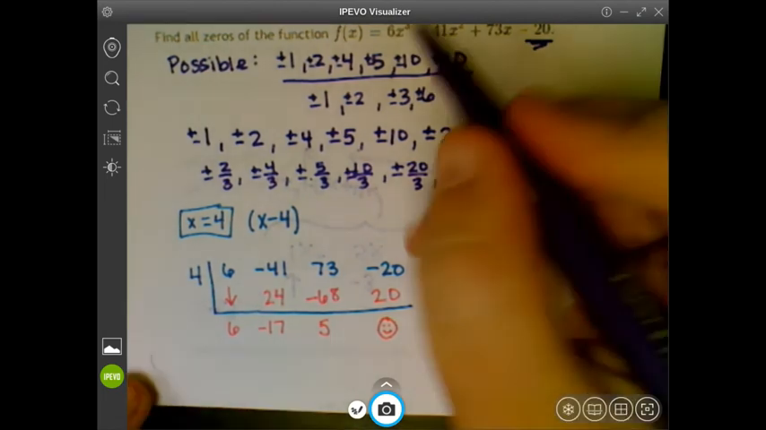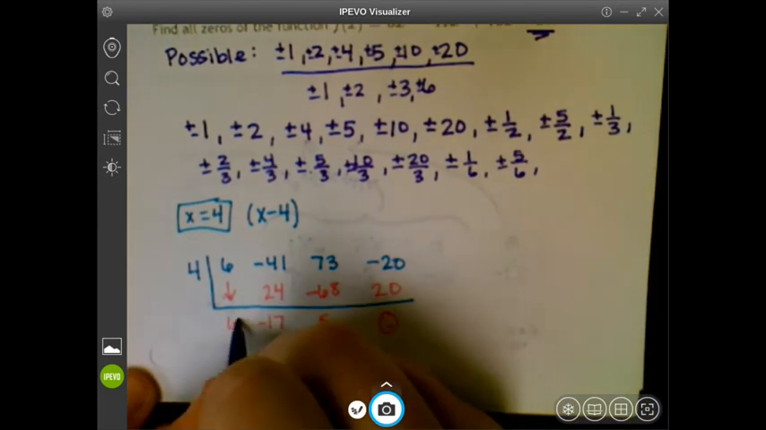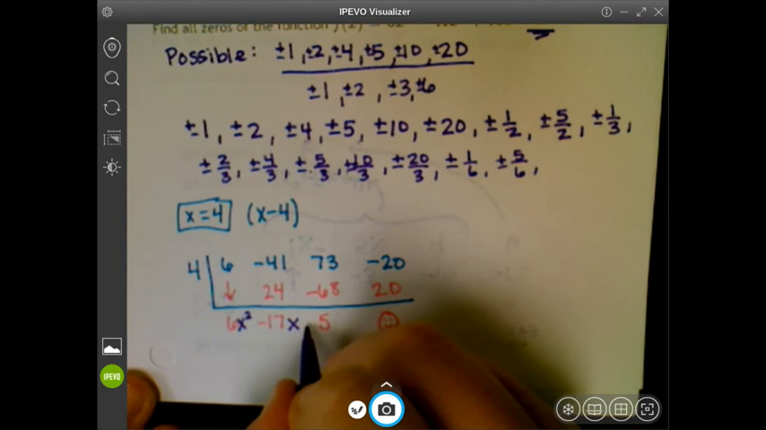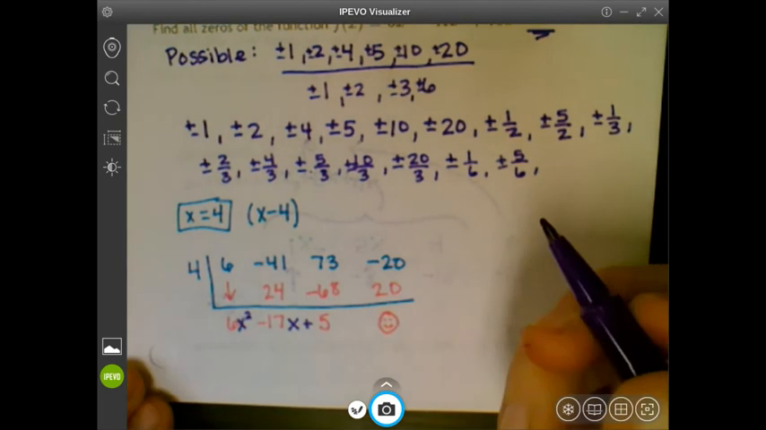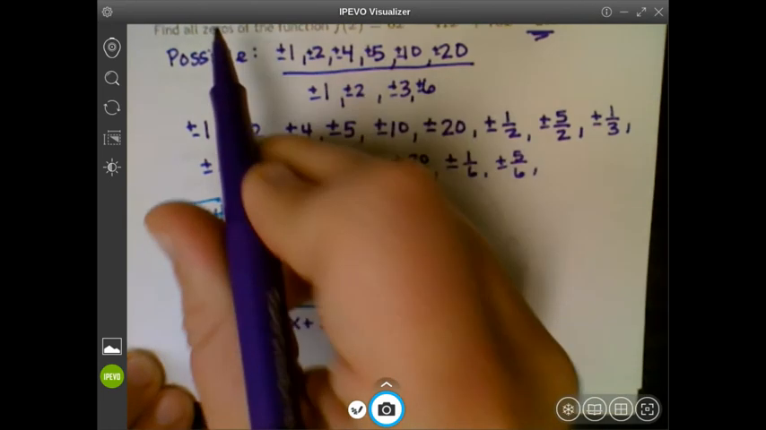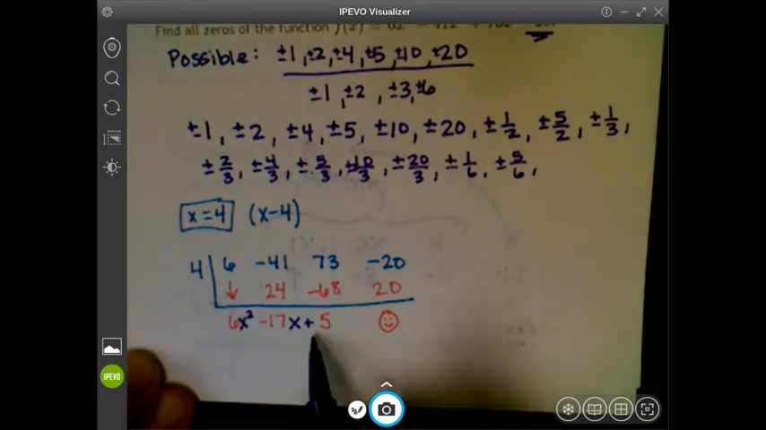All right, because this was an x cubed, that means that this is going to be a 6x squared, a minus 17x, and a plus 5. So we know one zero is at 4. The other zeros live in this quadratic. So this quadratic will give us the rest of them.